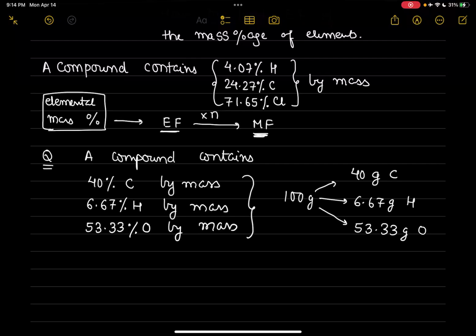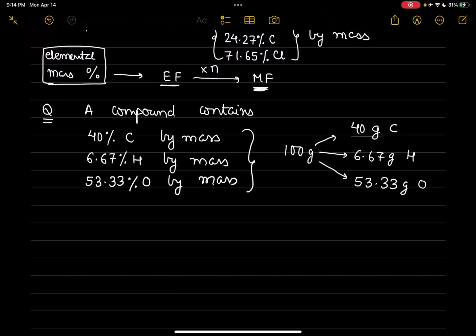You can assume it anything, but because it is in percentage, it is easier for us to take the 100. So whatever the percentages are given, take them as the actual mass. So mass in grams, which is assumed to be equal to their percentages.